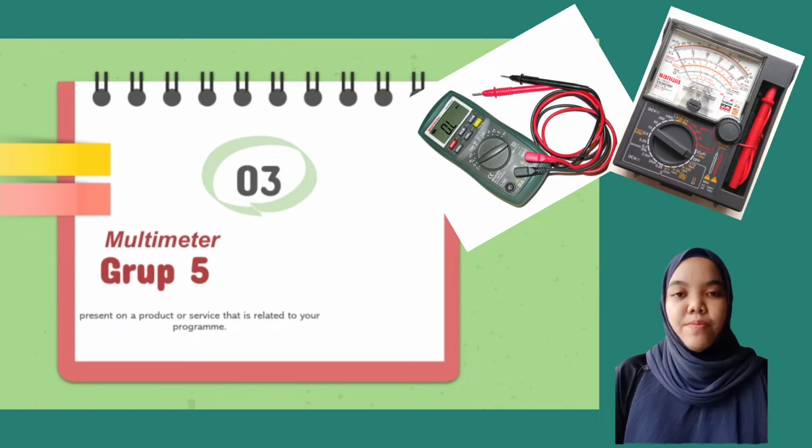I will present about the characteristics of the multimeter. There are two types of multimeter, the analog and digital multimeter. For the characteristics, the analog multimeter outputs a reading on a scale against an indicator, while the digital multimeter output is in numeric form displayed on an LCD.